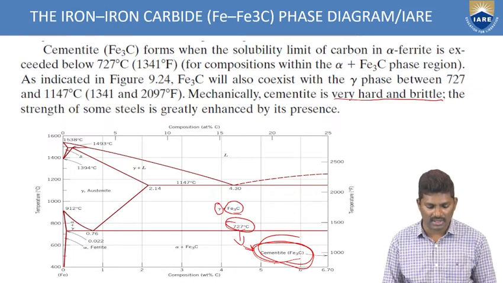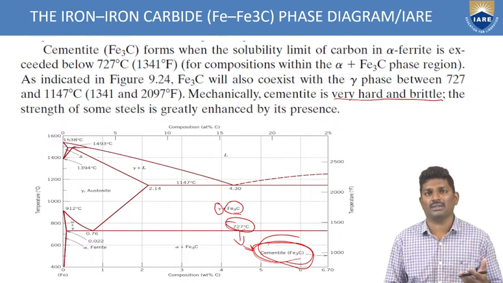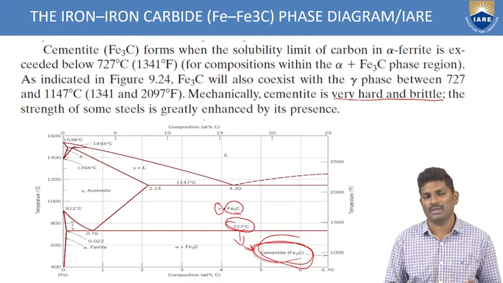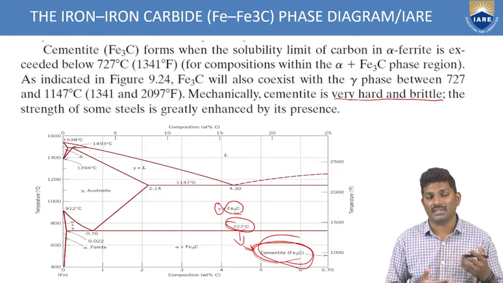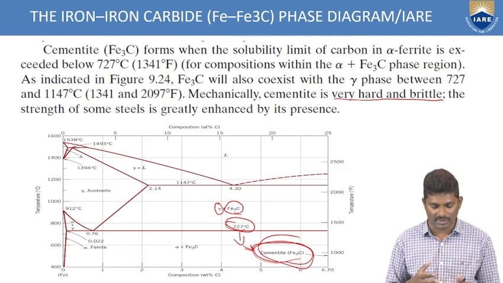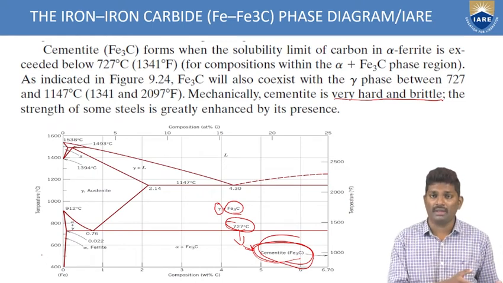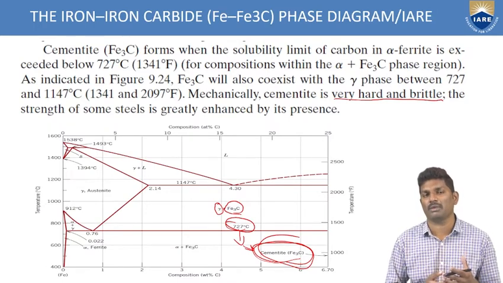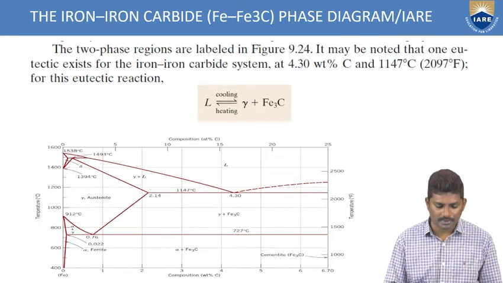So this is very, very hard, and the strength of these steels can also be enhanced by the presence of carbon. So you can enhance the mechanical properties, you can enhance the strength of the iron with respect to the carbon composition. So that's why you're getting cementite. So when you compare pearlite, ferrite or austenite with the cementite, it has improved mechanical properties.